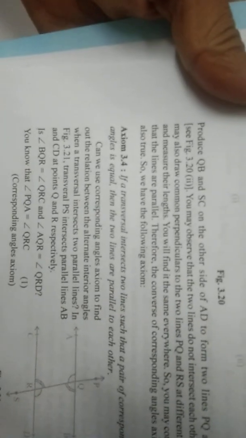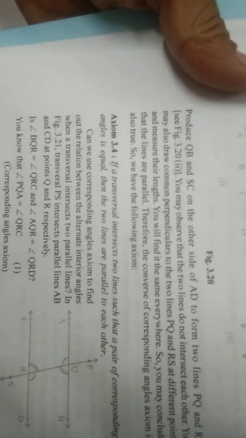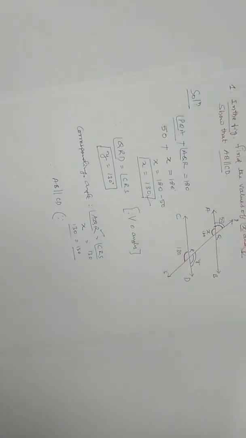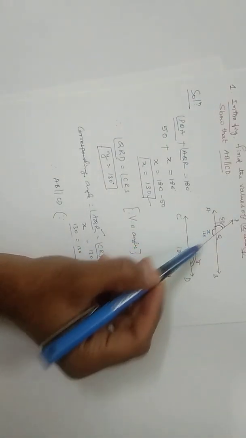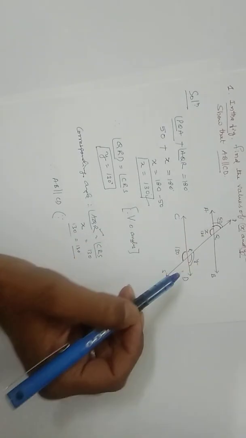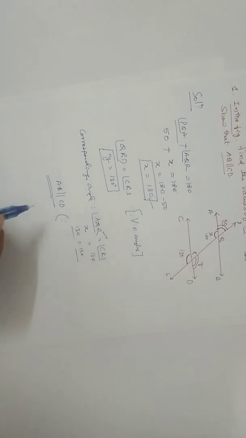It has been stated in Axiom 3.4 that if a transversal intersects two lines such that a pair of corresponding angles is equal, then the two lines are parallel to each other. It means that if two corresponding angles are equal, then the two given lines AB and CD are parallel. That's all about this first question, dear students. Now let us go for the second question.